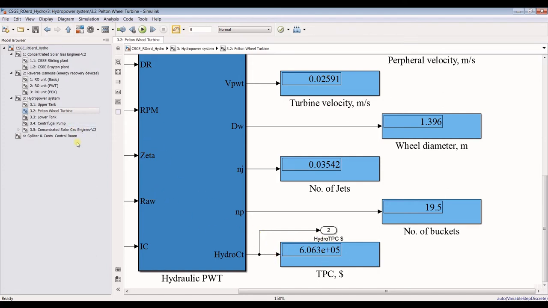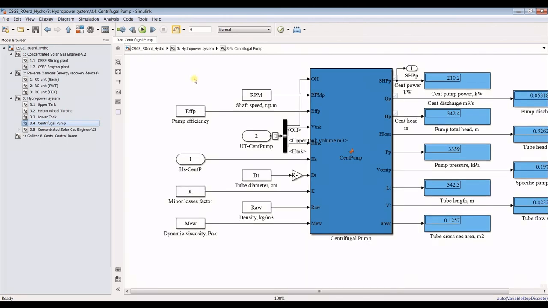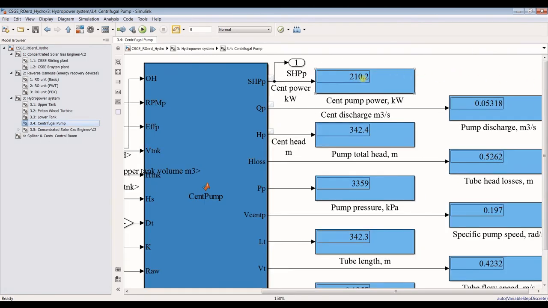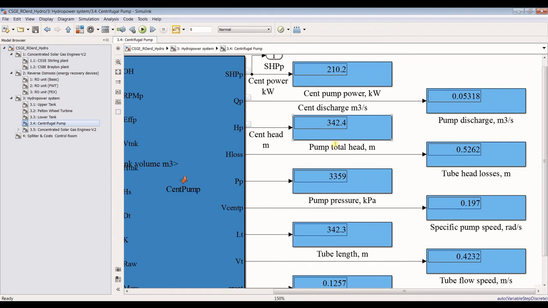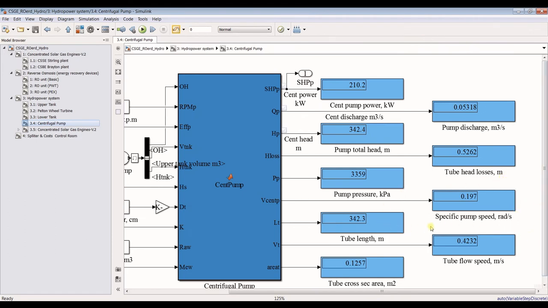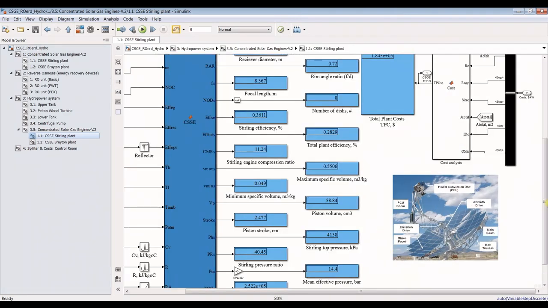Okay, and let's go for the lower tank. The lower tank has the same height, the same discharge, the same volume. For the centrifugal pump, let's go for our pump. We need 200 kilowatts of power. This is the discharge. This is the head, with a total head around 300 meters in order to generate such power. Tube head losses, pressure, specific pump speed, flow rate, and so on. For centrifugal pump power, this is our plant.